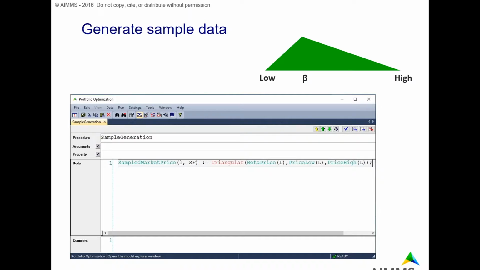In order to generate this distribution in AIMMS, the triangular function takes three input arguments. First you see here we have the price, which corresponds to the most likely price, and the price low and the price high correspond here. By calling this statement in an AIMMS procedure, if you run this procedure, the sampled market price will get data falling into this distribution.